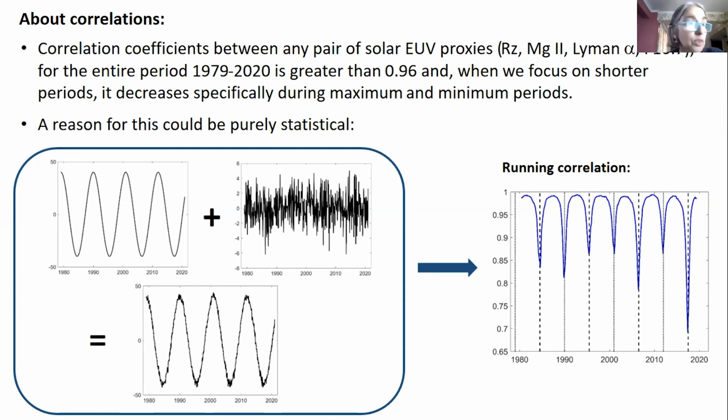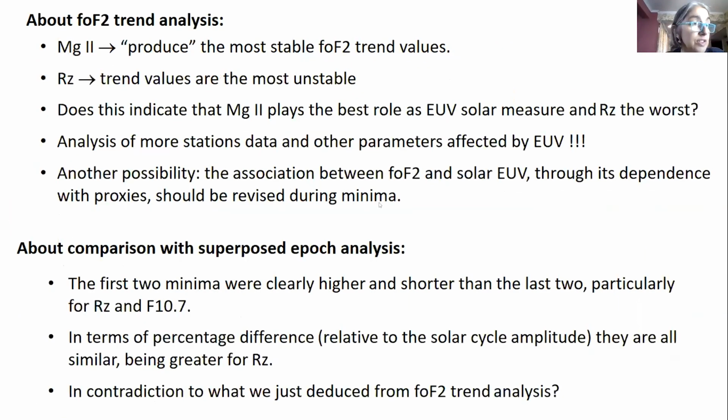And going now to the trend results, magnitude 2, which is the least sensitive to solar activity, would produce the most stable FOF2 trends. Trends obtained with sunspot number are the most unstable. So the answer to this question, whether magnitude 2 plays the best role as the UV proxy, looks like yes. We have some other analysis that I am not showing here due to a lack of time.